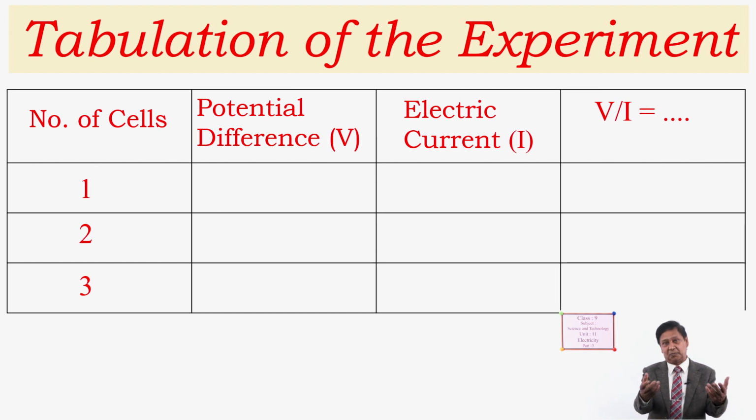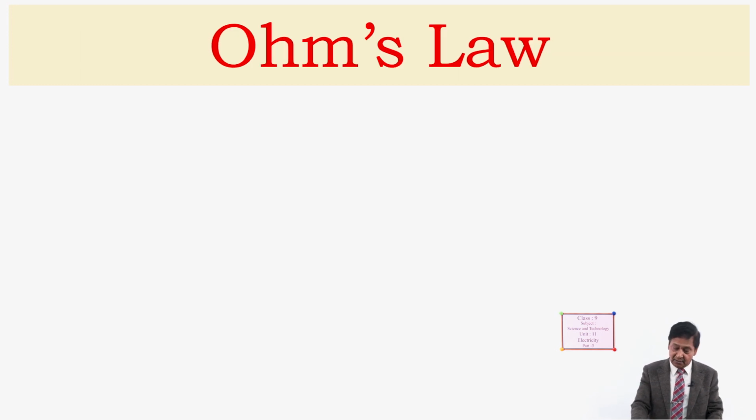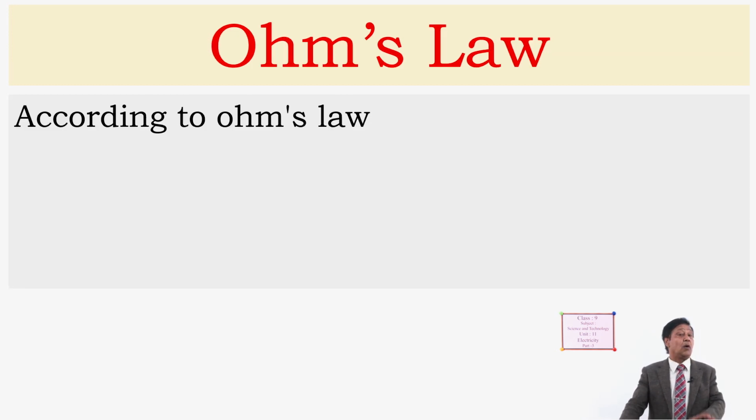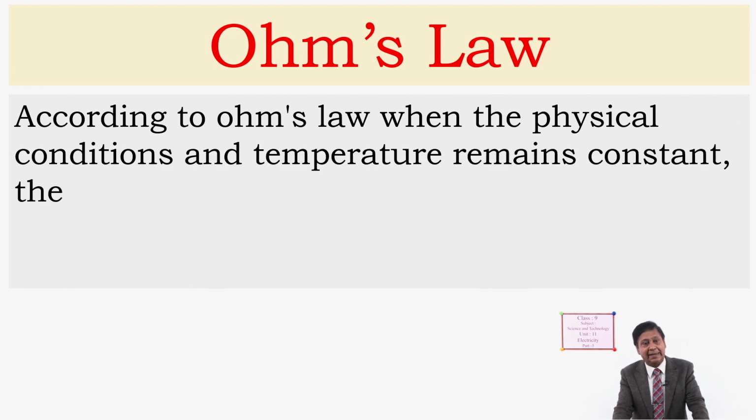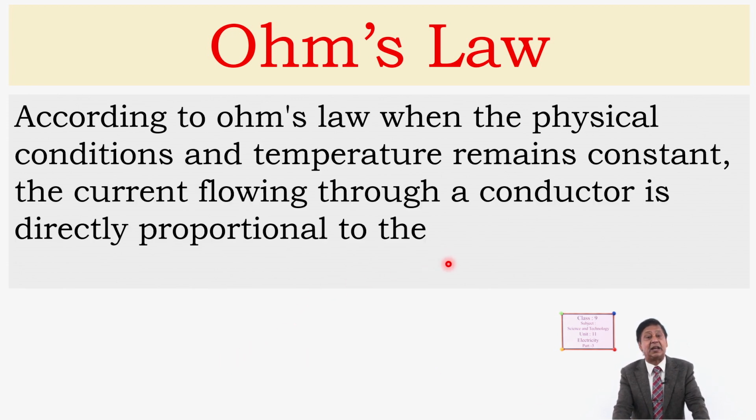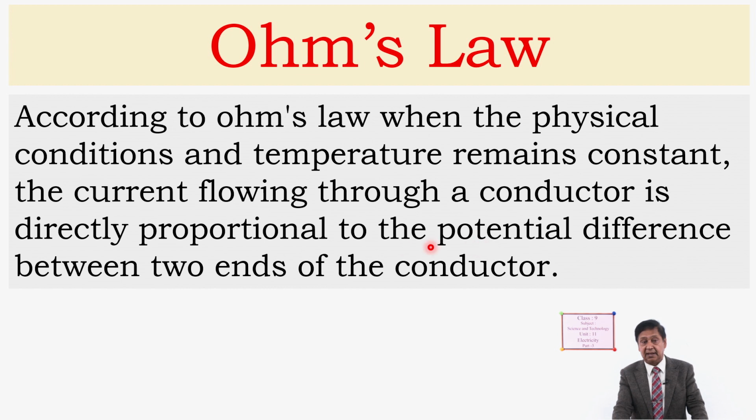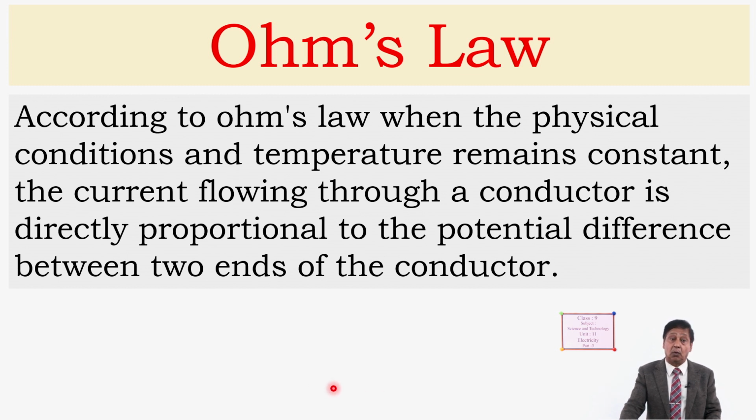And now I am going to present Ohm's law. According to Ohm's law, when physical conditions and temperature remain constant, the current flowing through a conductor is directly proportional to the potential difference between the two ends of the conductor. Very interesting. Ohm told that the potential difference is directly proportional to current.